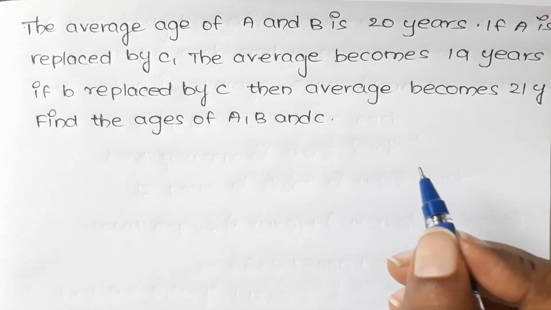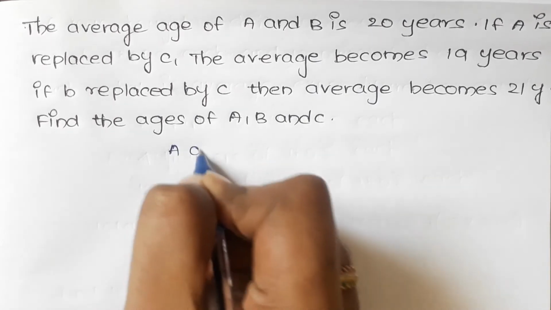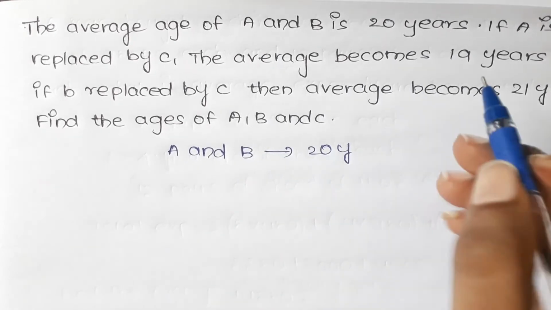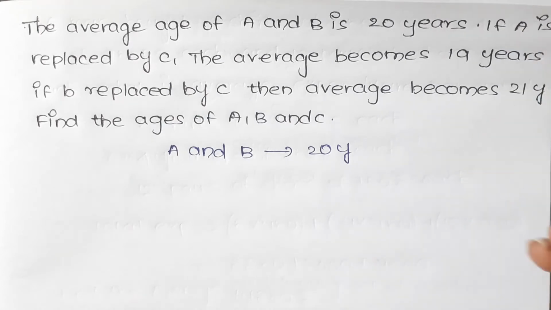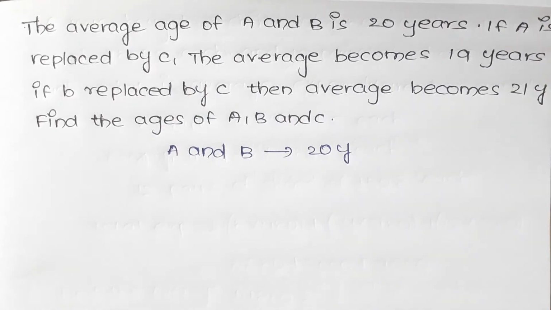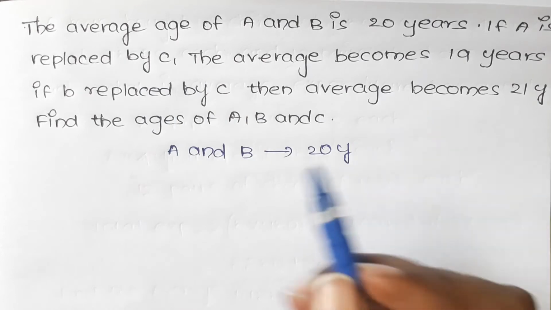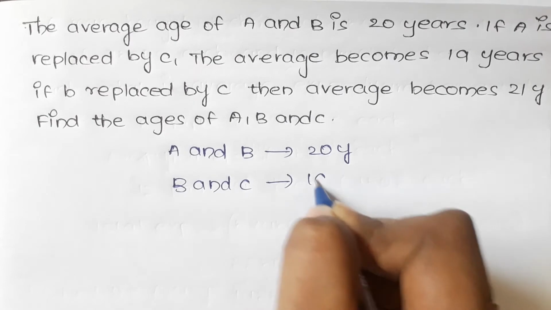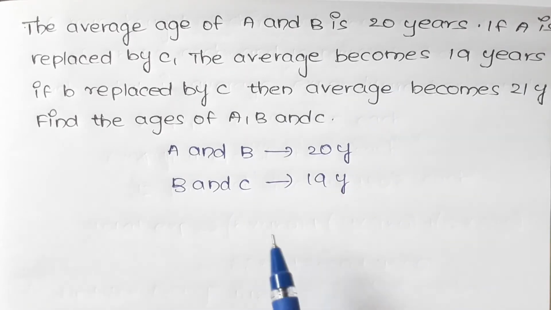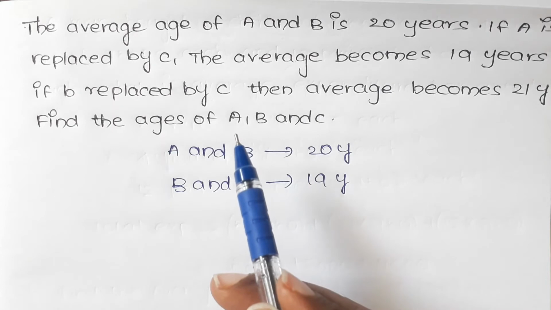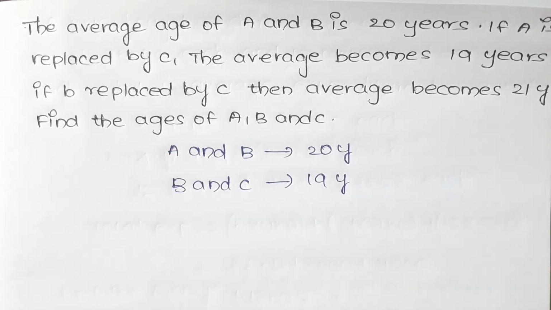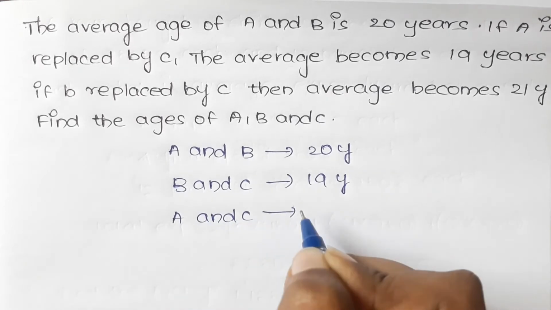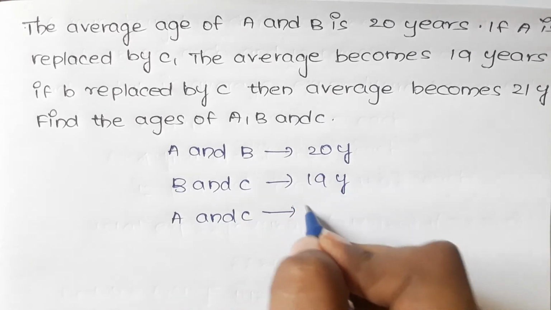Let us write the data. A and B: average is 20 years. When A is replaced by C, the average between B and C is 19 years. Similarly, if B is replaced by C, then the average becomes 21 years, that is A and C is nothing but 21 years.